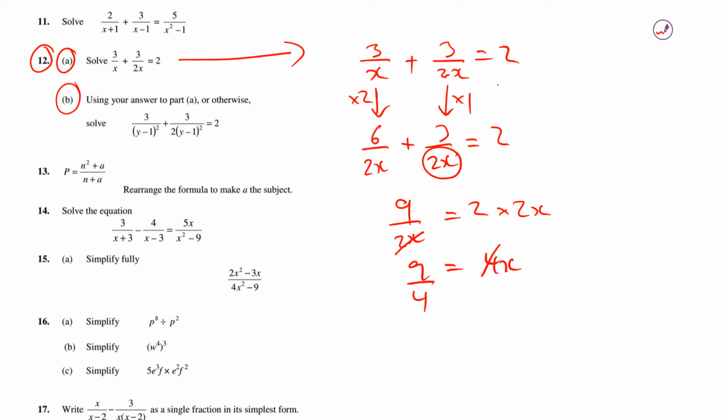Do you get it? Why do you times the other one by 2x? It was divide by 2x, so it goes to the other side and becomes times by 2x. Do you remember the opposite rule? Which one's times, but divided by 2x?